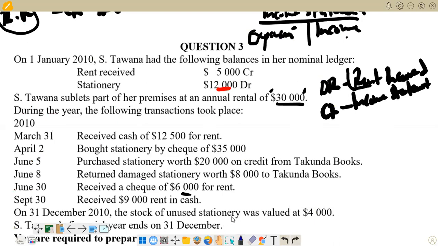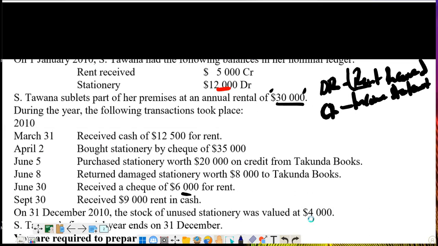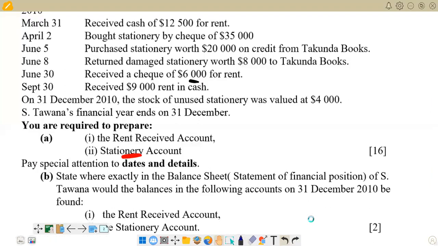If you check that statement, it is saying that on 31 December 2010, the stock of new stationery was valued at 4,000. So what it means is we have got stock of new stationery valued at 4,000 at the end of the financial year. This is stationery that was not used at the end of the period. So this is going to be our balance c/d.